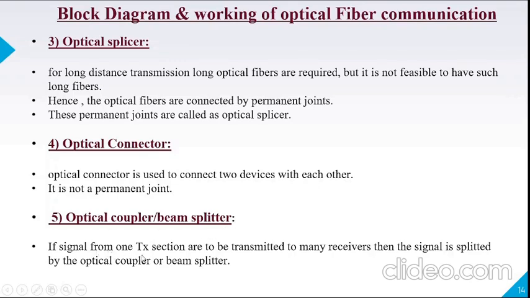Next is your optical coupler, or we can also call it as a beam splitter. If signal from one transmission section is to be transmitted to many receivers, then the signal is split by the optical coupler or beam splitter. If there is only one transmitter and so many receivers, more than one receiver, then there is a need of optical coupler or optical splitter to split the transmitted signal.